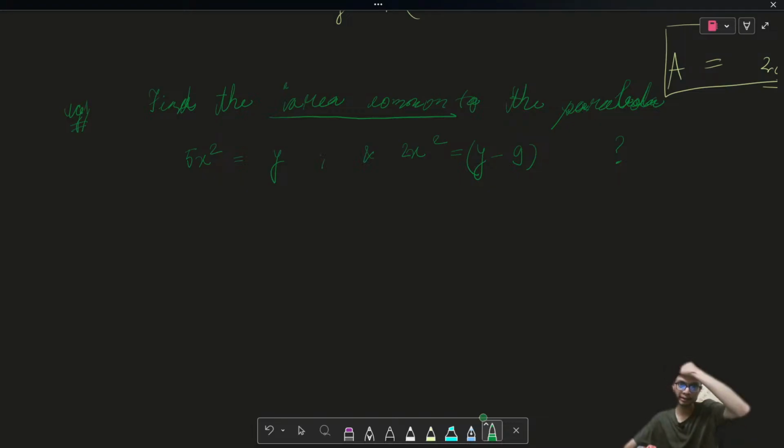Take your time and try to tell me the answer. Okay, what is the area which is common to these parabolas?